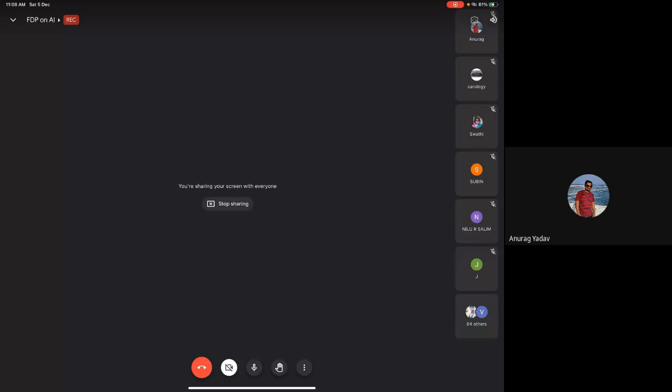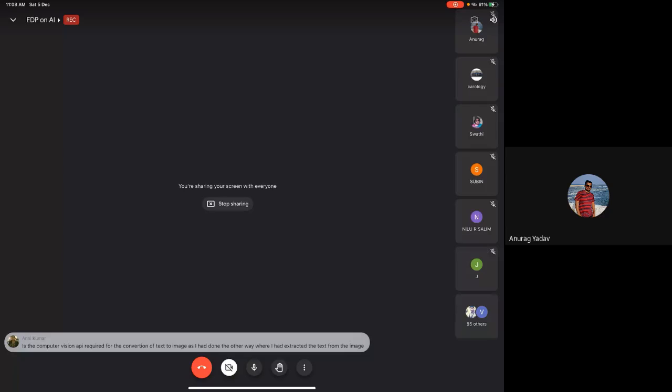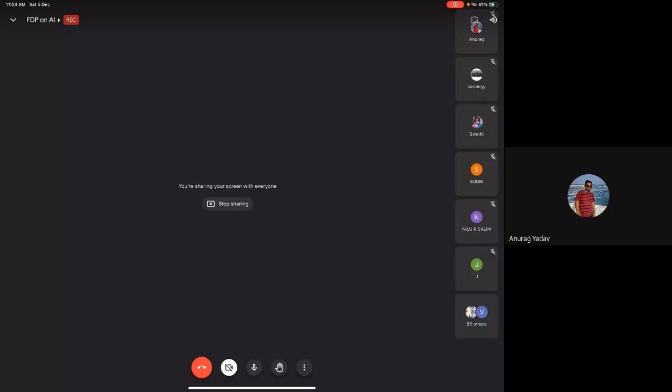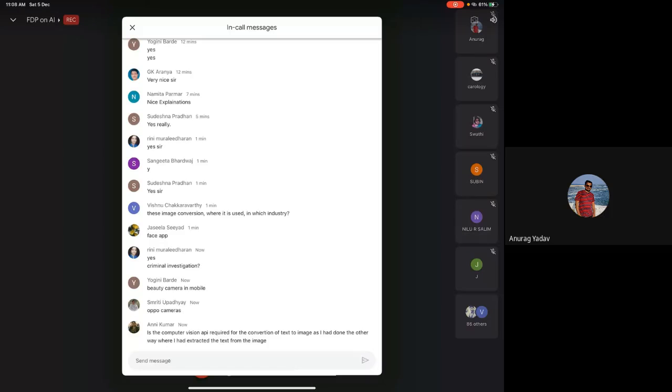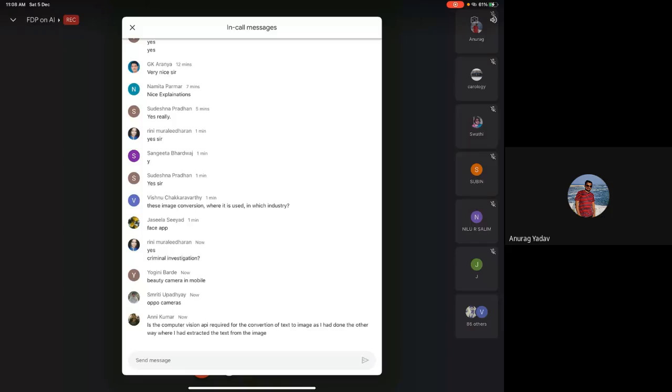How can I see these chats in a much more systematic way? In call messages from here, I guess. Okay. Is the computer vision API required? Yes, APIs are required, and they are publicly available, as well as their online versions. Whatever you see in which you give one image and it gets converted into some other good or bad quality or other type of image, essentially they are using exactly the same type of application that I have just shown to you.